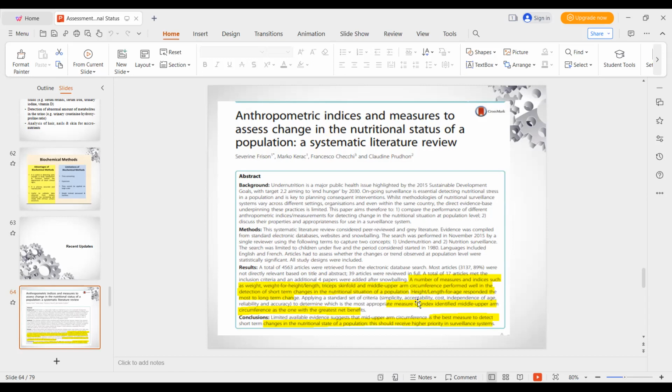A number of measures and indices such as weight for height, length, triceps skin fold, and middle upper arm circumference perform well in the detection of short-term changes in the nutritional situation of a population. Height, length for age respond to most of the long-term changes. Most appropriate measure identified: middle upper arm circumference as one with the greatest net benefits, the best measurement to detect short-term changes in the nutritional state of population. This should receive higher priority in surveillance system.